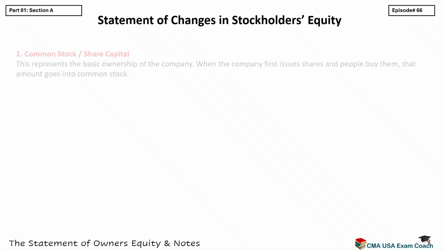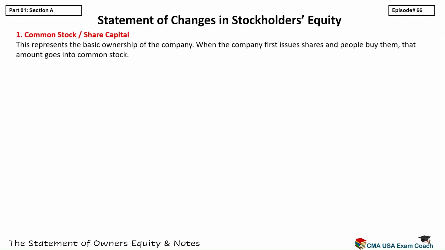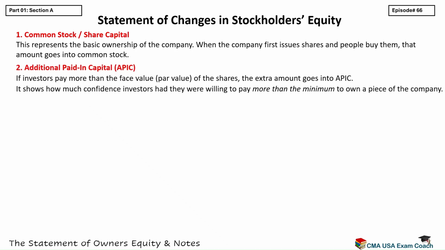1. Common stock/share capital. This represents the basic ownership of the company. When the company first issues shares and people buy them, that amount goes into common stock. Think of it as the starting investment the owners put in to get the business running. 2. Additional paid-in capital, APIC. If investors pay more than the face value, par value, of the shares, the extra amount goes into APIC. It shows how much confidence investors had. They were willing to pay more than the minimum to own a piece of the company.